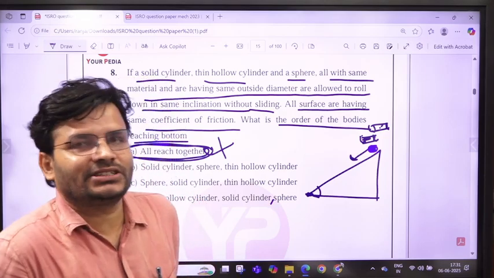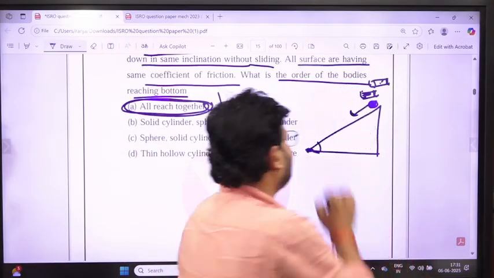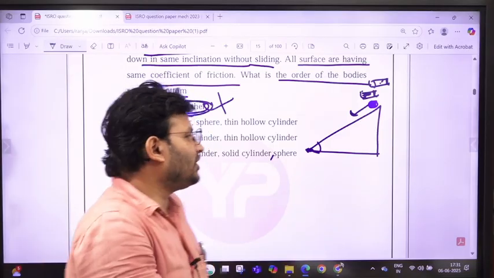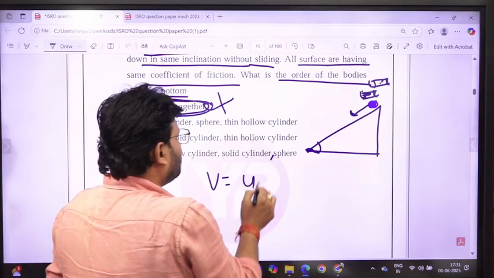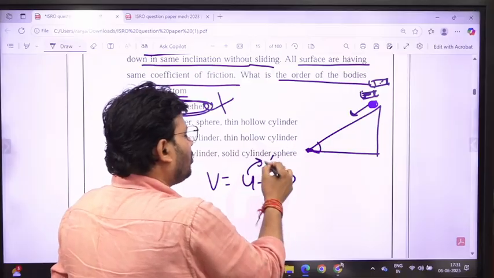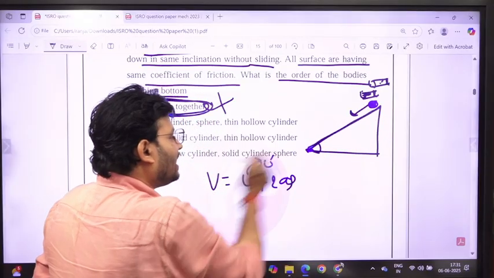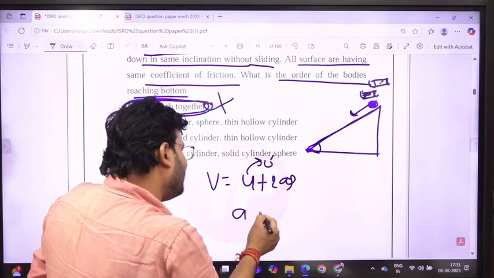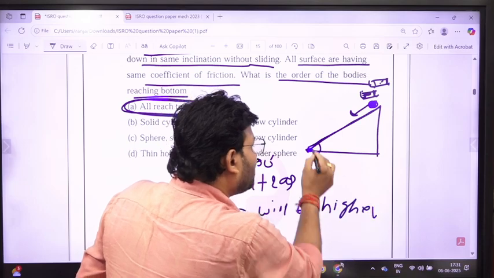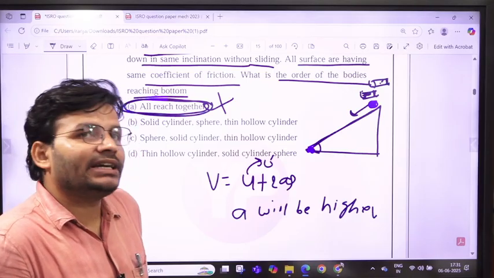So first of all, tell me which will come here fast. I can say the body having the highest acceleration will come faster, because v squared equals u squared plus 2as. Here u is 0 for all the bodies, and s is the same, the same distance is traveled. So the body with higher a will have higher velocity, so it will come first.